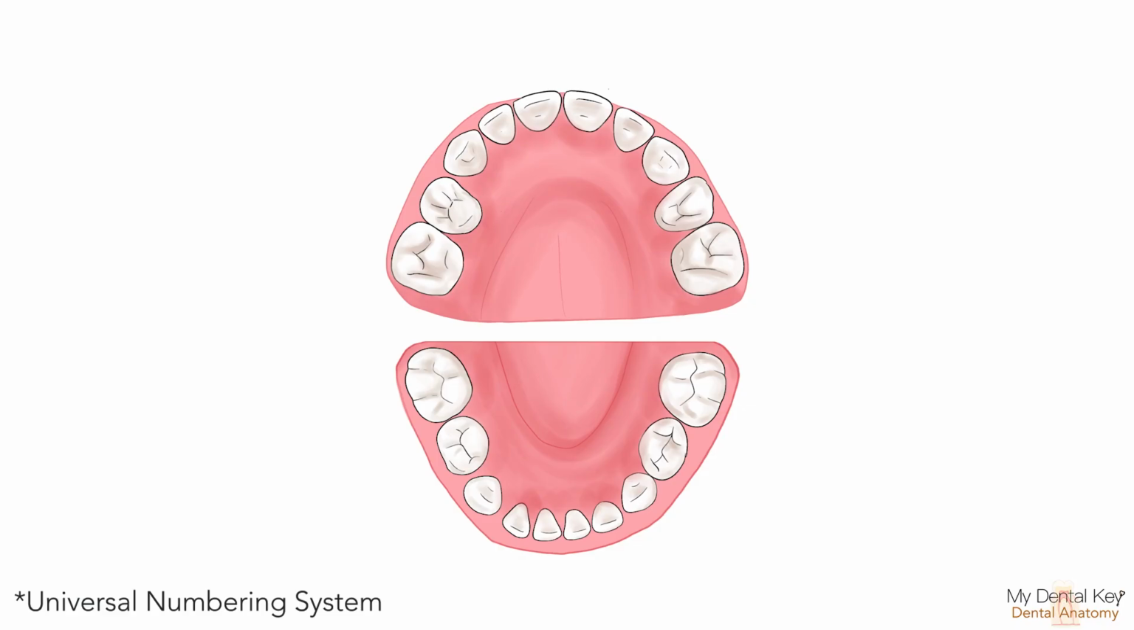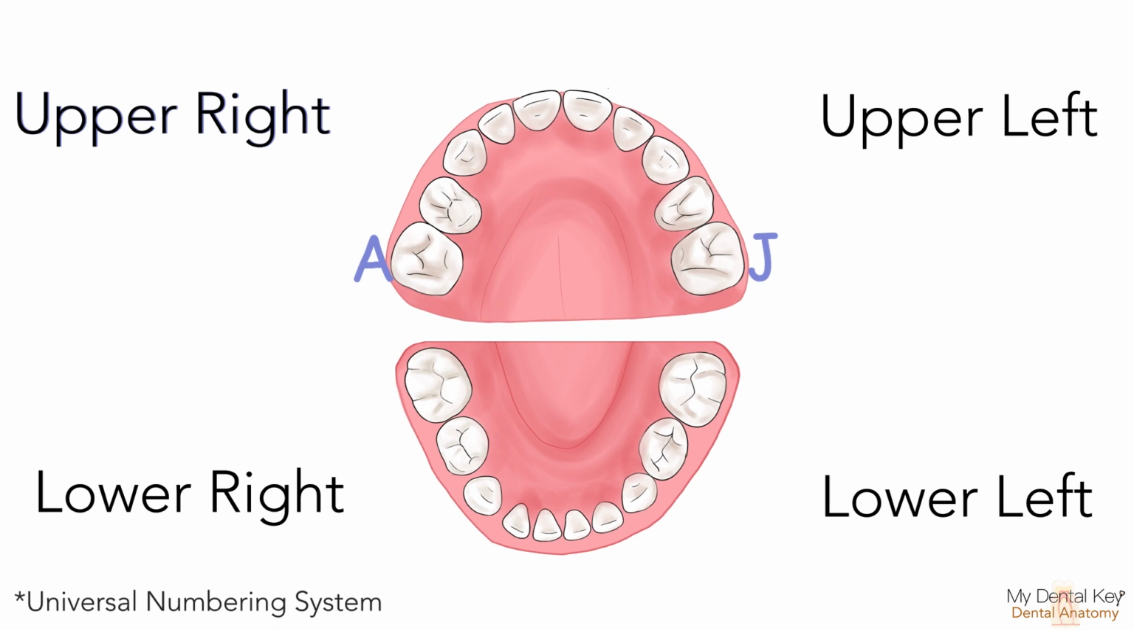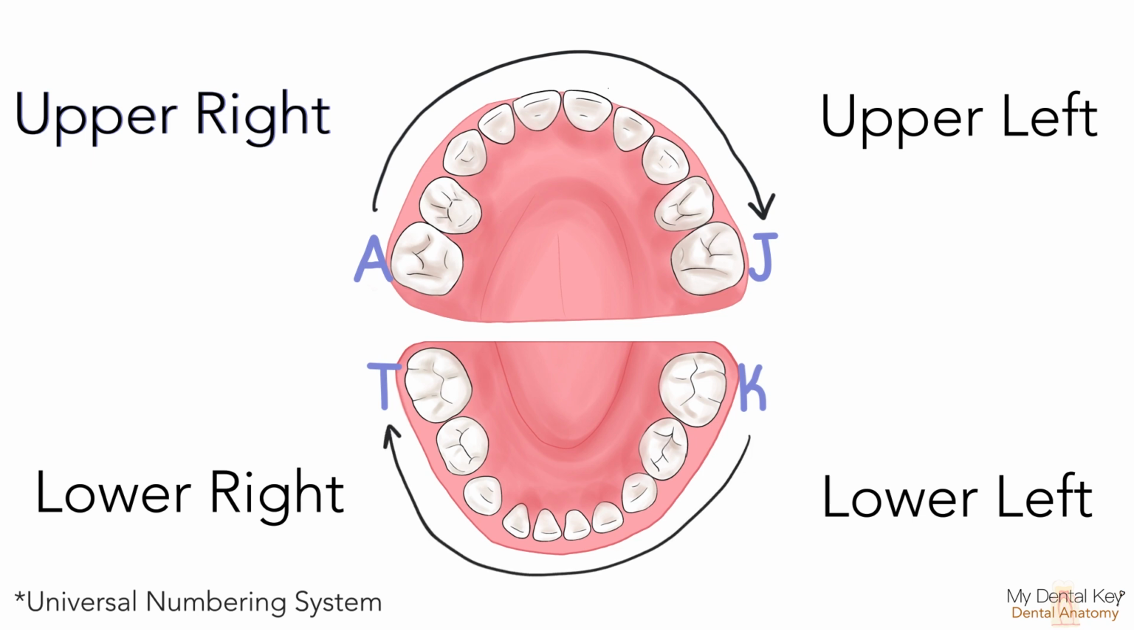Primary teeth are numbered using the alphabet. They start in the upper right quadrant with letter A, counting all the way across the arch to letter J in the upper left posterior. Jumping down to the lower left, we have tooth K, and we count across the arch until we reach the lower right posterior tooth, letter T.